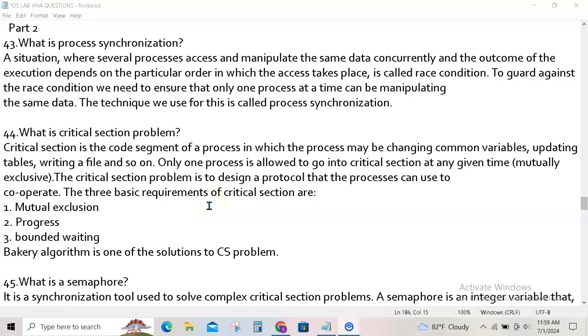Okay, let's continue with the rest of the questions for OS Lab Viva questions.